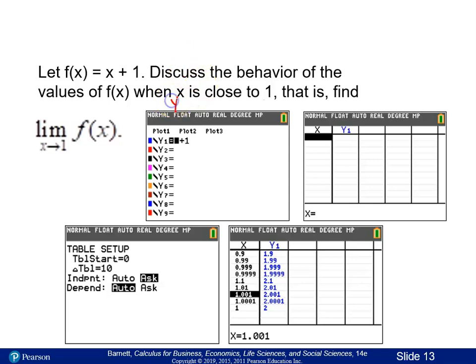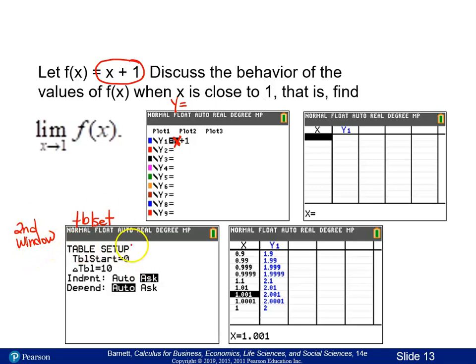So if you go to the y equals menu and put your function in, and you can't really see, but there's an x here. So we've got x plus 1, that's our function. So we're going to type it in here. And then the next thing you would want to do is, and I've got these a little bit out of order, but you want to go to table set. Okay, so table set is the second function of the window button.